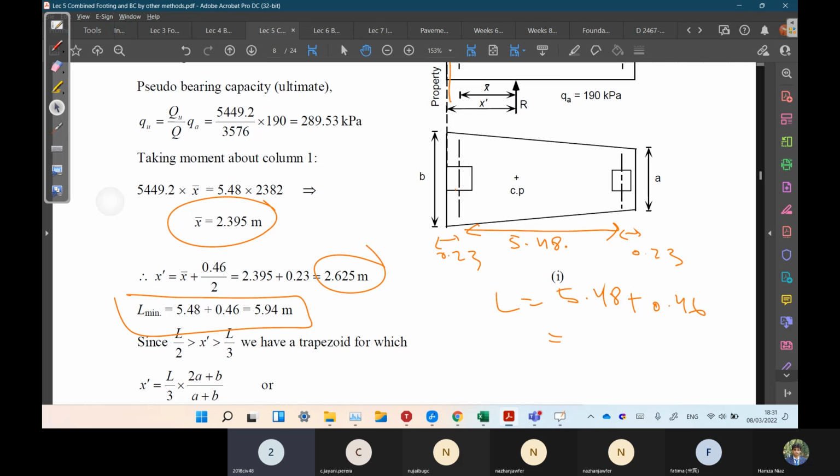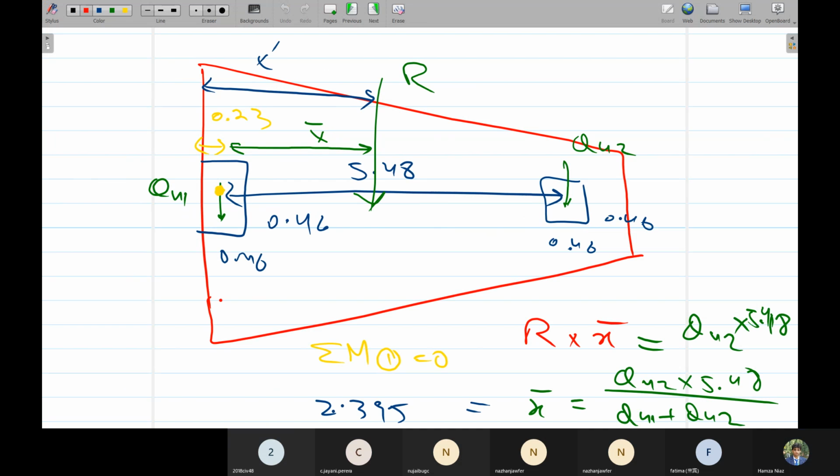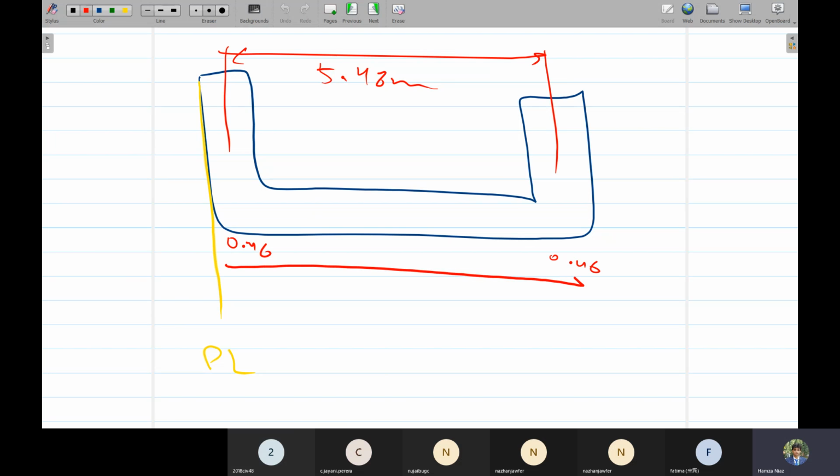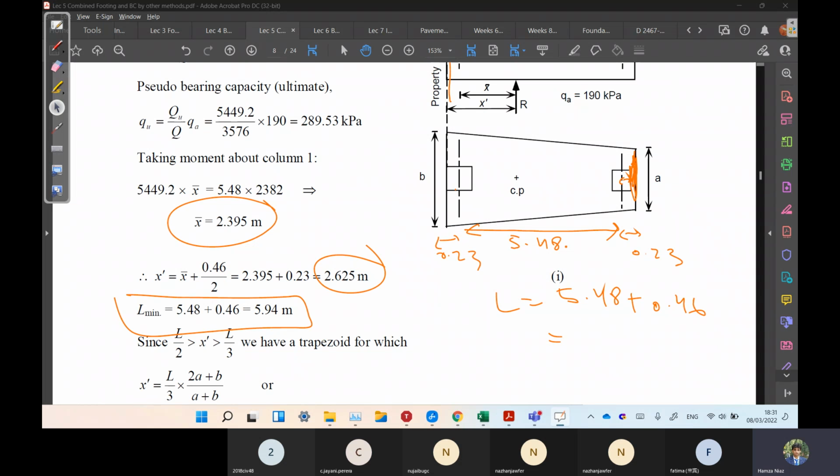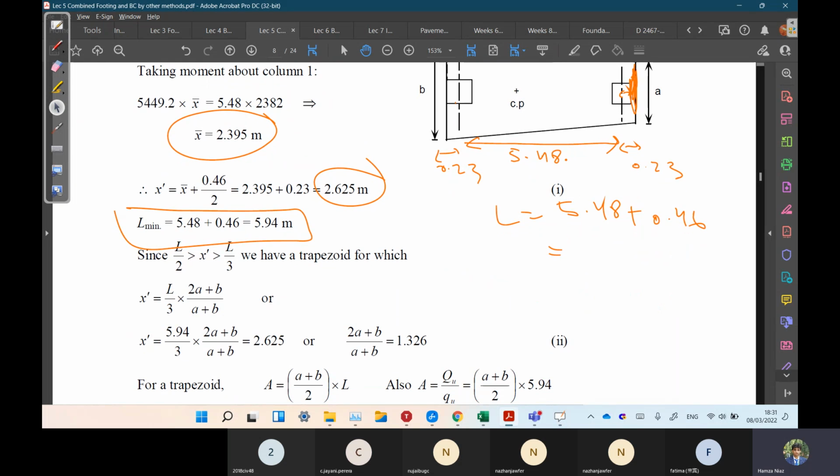Further, on the right hand side, after the column, there's some portion left. Don't we need to add that portion? No, we are saying that this is the minimum length, the minimum length from this edge of the column to this edge. No extension, just this minimum. Actually, we provide this extension because we cannot leave it like that. But this is the minimum length for checking whether to provide a trapezoidal footing or not.